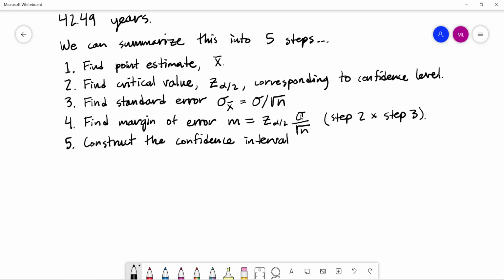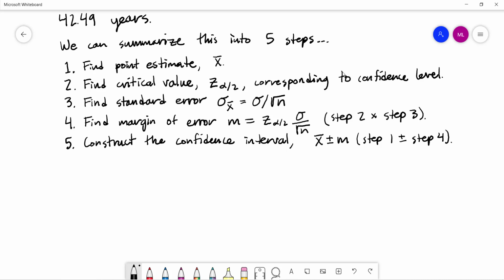And the confidence interval is simply going to be x bar plus or minus m. So basically, we take x bar, which is the value we found in step 1, and we add and subtract m to it. M is the value we found in step 4. So this one is just step 1 plus or minus step 4. And that's our result. That is the entire confidence interval boiled down in this problem.